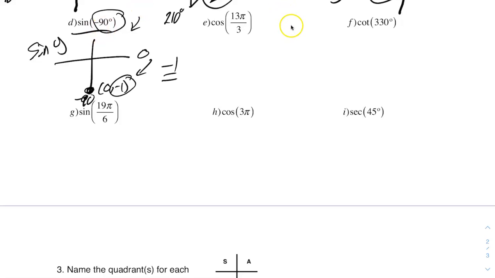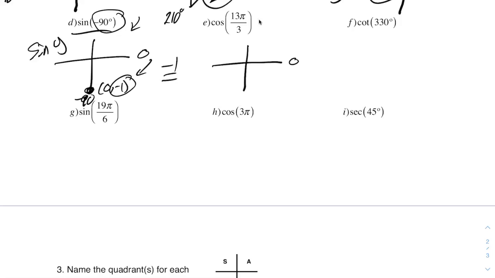Cosine of 13π over 3. Ooh, we haven't done much of these. There's lots of ways to do this. You could try to find a coterminal angle, so you could subtract 2π from that, using a common denominator, until you get something that you're a little more used to. I'll tell you right now, for radians, people generally don't like to do that. People tend to not like subtracting fractions. So we can do this instead.